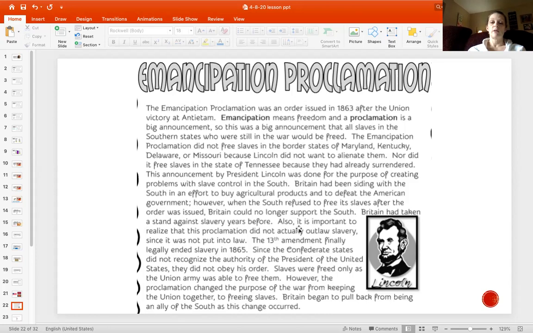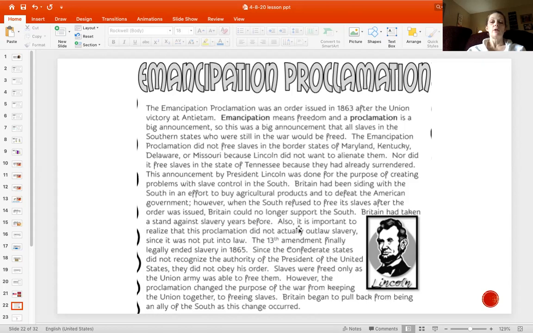Also, it is important to realize this proclamation did not actually outlaw slavery since it was not put into law. The 13th Amendment finally legally ended slavery in 1865 after the Civil War. Since the Confederate States did not recognize the authority of the President of the United States, they did not obey his order. Slaves were freed only as the Union Army was able to free them.